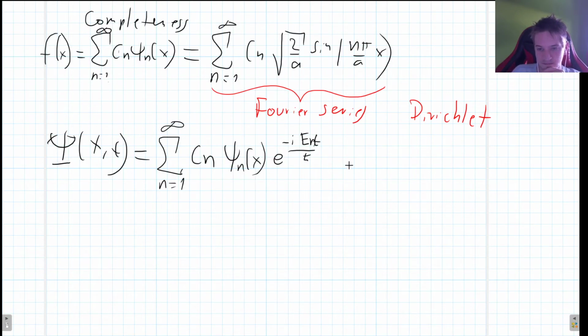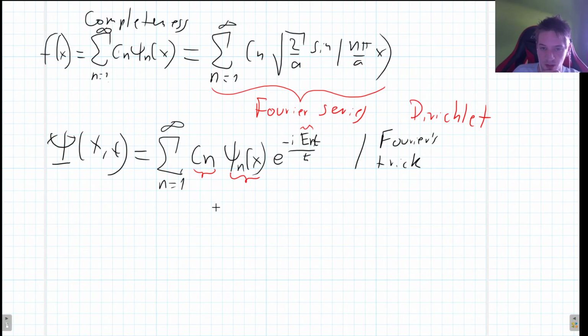Okay, so these are our solutions, but the problem is, we know what the energy is, but we don't know what these coefficients are. So we need to find a way to determine what these coefficients are. The way to do that is to do something that is called the Fourier trick.